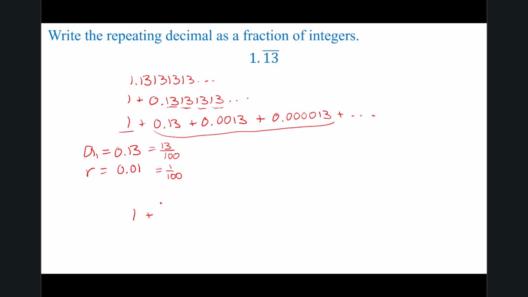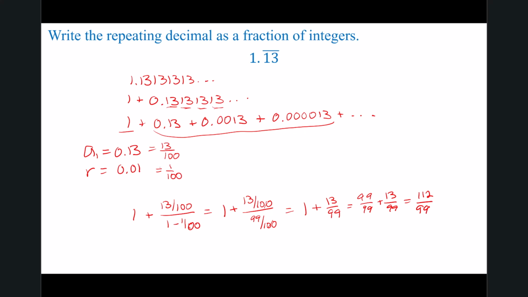So the sum would be 13/100 divided by 1 minus 1/100, which would be 1 plus 13/100 divided by 99/100. These 100s cancel, and I get 1 plus 13/99, or 99/99 plus 13/99, which is 112/99. So you can use this idea of a geometric sequence, or geometric series, where the common ratio is less than 1 to write a repeating decimal as a fraction.